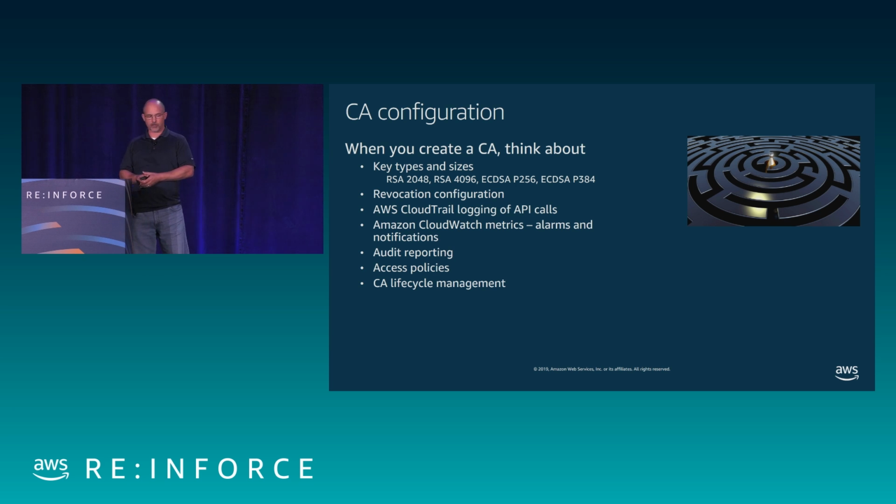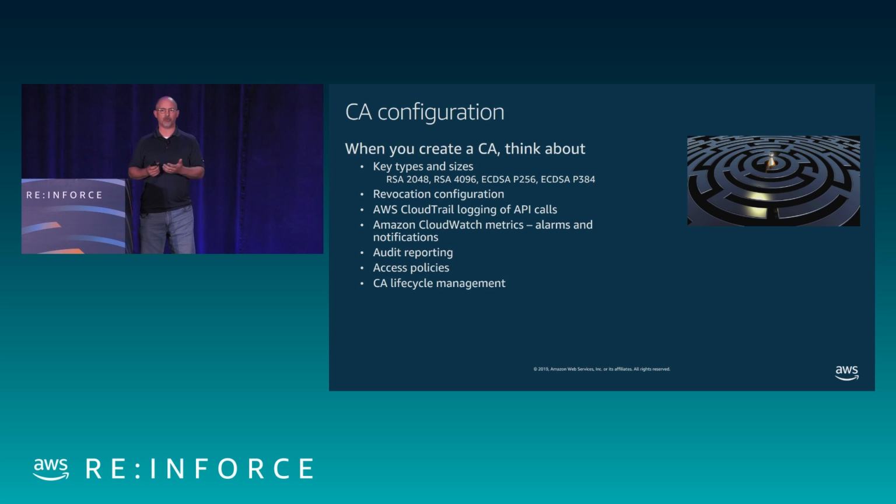Next, revocation configuration. ACM Private CA can generate CRLs and send them to your S3 bucket. Ram didn't show that in the demo, but if he had clicked the button for CRLs, we would ask you for a bucket and send those to an S3 bucket. You want to make sure your S3 bucket is reachable from all of your clients that are going to be checking for certificate revocation.